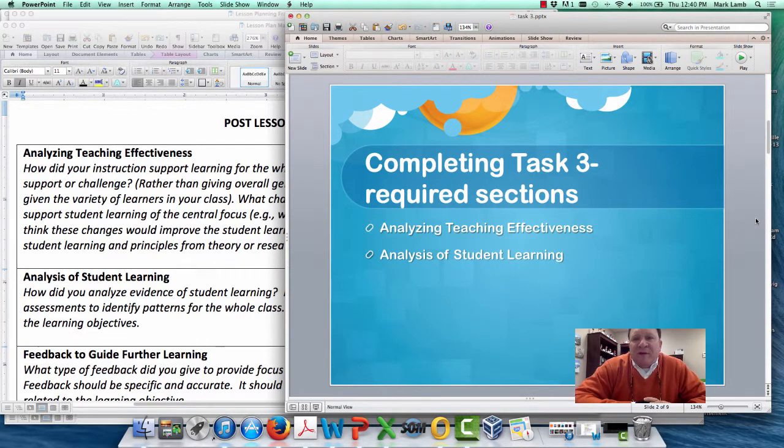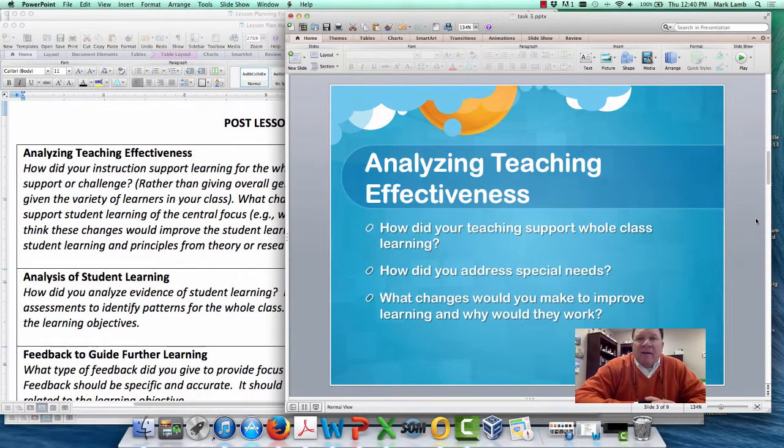You'll start by completing the first two sections on the template, analyzing teacher effectiveness and analysis of student learning. These two are required sections. The remaining sections, you'll be choosing at least one of those, but let's look at the required sections. Analyzing teacher effectiveness. How did your teacher support whole class learning and individual learning? How did you address special needs? What changes would you make if you taught this lesson again?